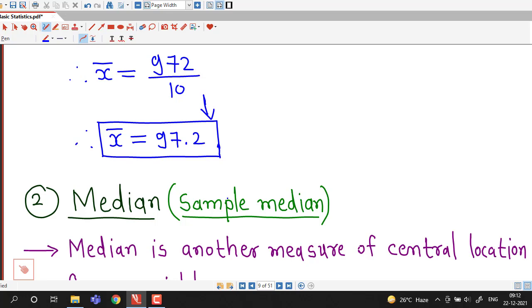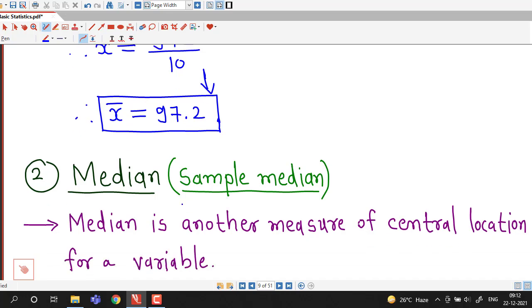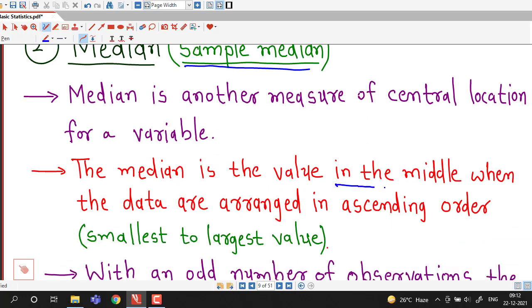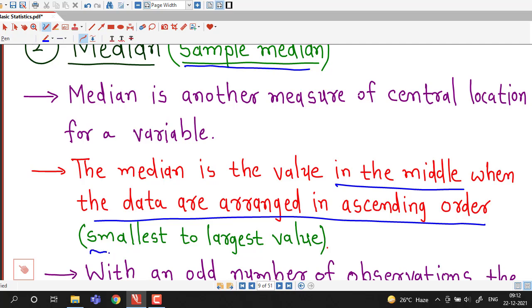Now the second measure of central tendency is the median, and that we are going to define for a sample, so that is known as the sample median. Median is another measure of central tendency for a variable. Median is the value in the middle when the data are arranged in ascending order, that is from smallest to largest value, or in increasing order. To find the median of data, first we have to arrange all the observations in this order. If we wish, we can arrange in descending order, that is from largest to smallest, also.